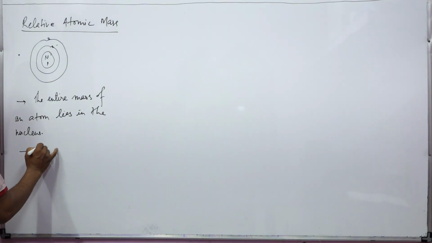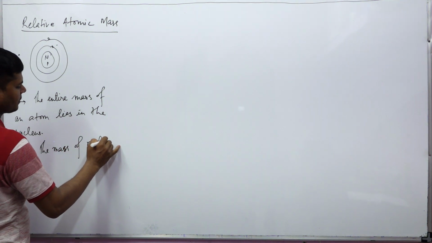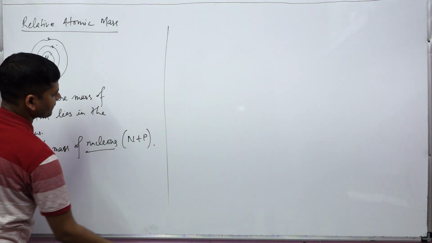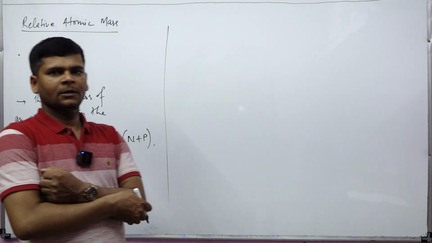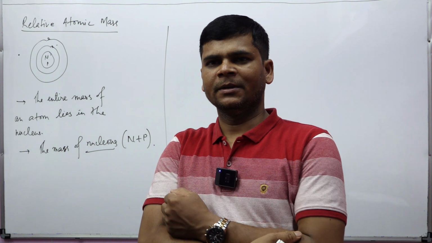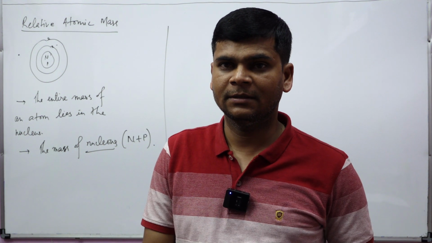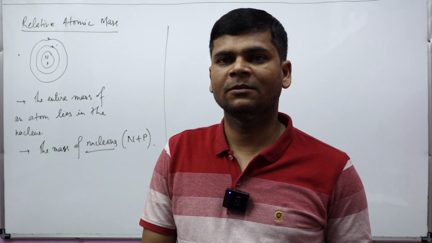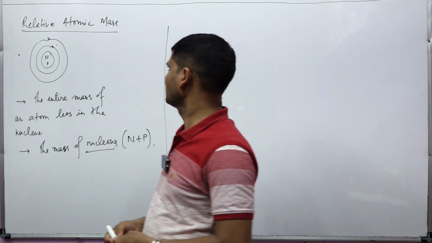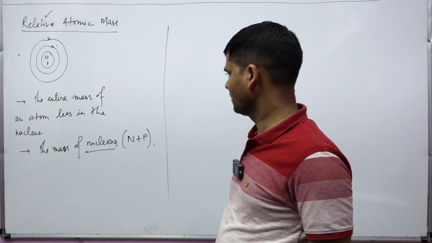We can see that the mass of nucleons, and nucleons means neutrons and protons. But there are problems. How will you measure the mass of an atom? Atom itself is very small, microscopic. So it was difficult to measure the atomic mass. And therefore, they tried to devise a way to define relative atomic mass.